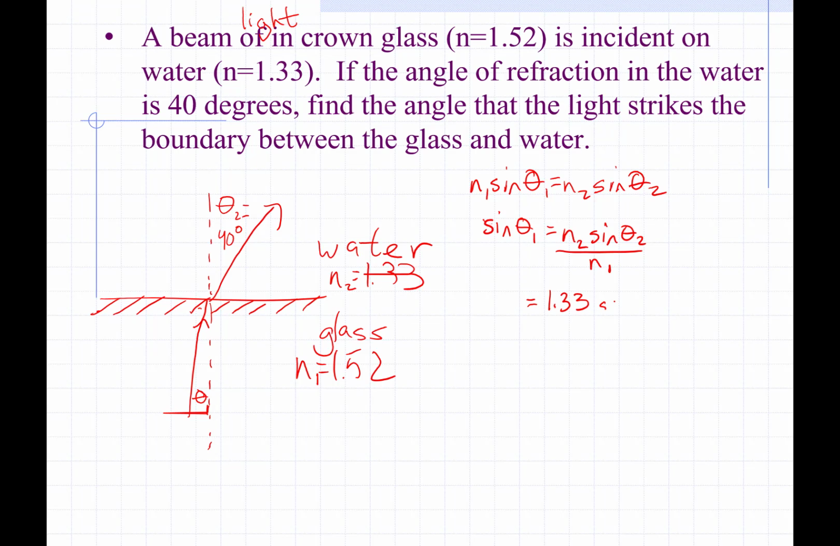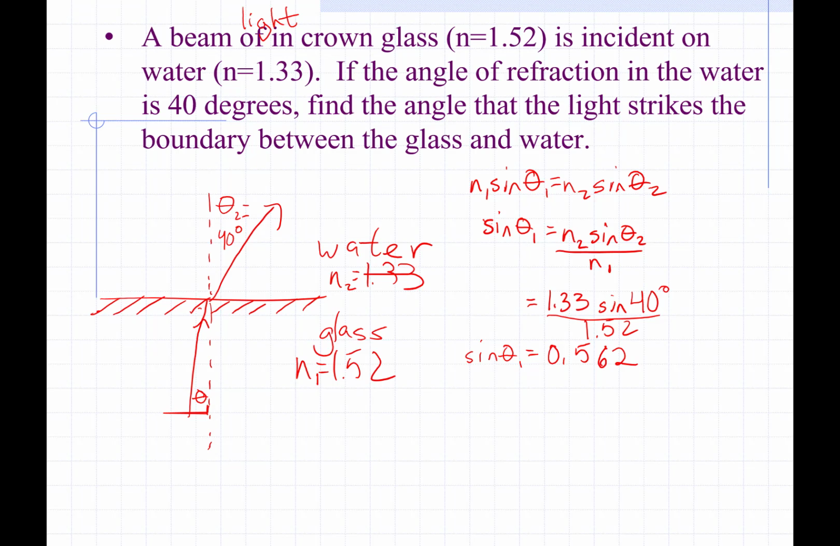1.33 times sine of, what's my angle, 40 degrees, divided by n1, 1.52. And I plug that in, I get sine of theta 1 equals, calculator it out, since I'm using degrees, make sure I'm in degree mode, 1.33 over 1.52 times sine of 40 gives me 0.562.